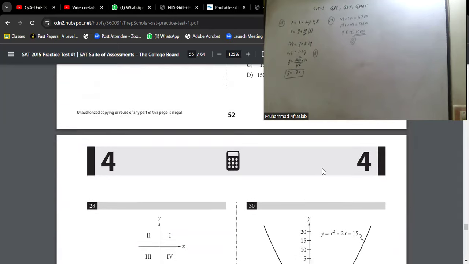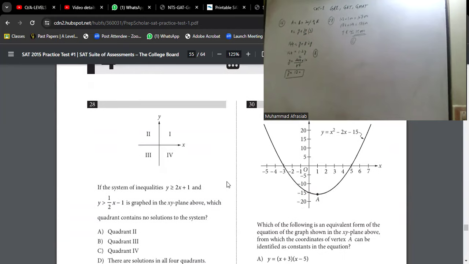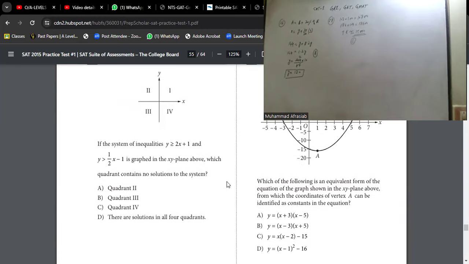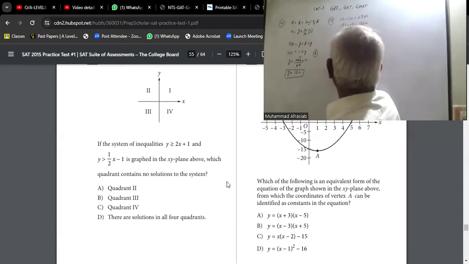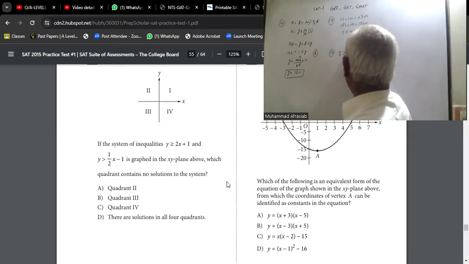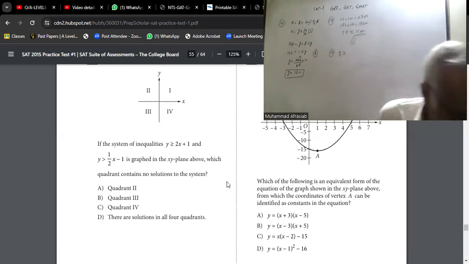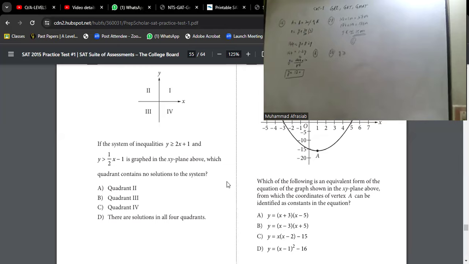Question number 28. These are the four quadrants shown to you, first, second, third, and fourth. And the system of equations: y is greater than or equal to 2x plus 1. So it is 28. Y is greater than or equal to 2x plus 1.